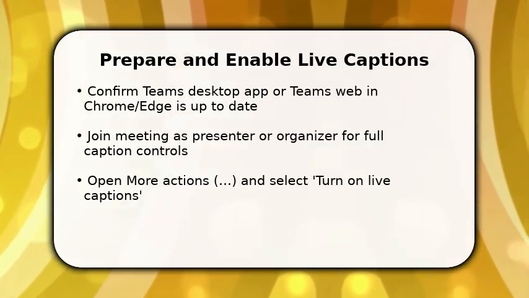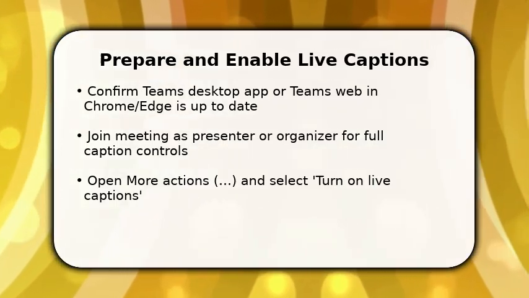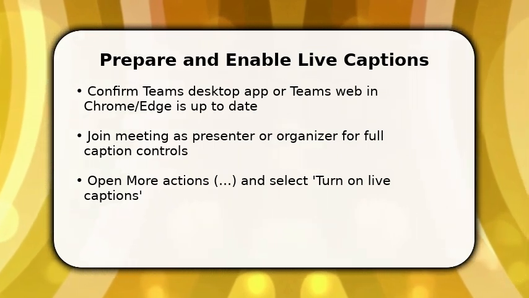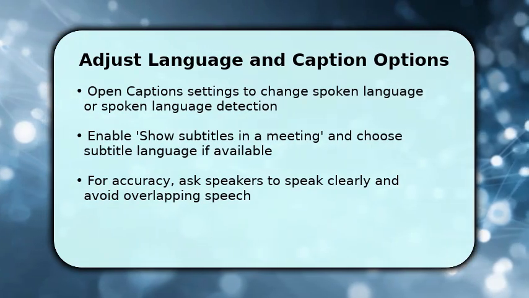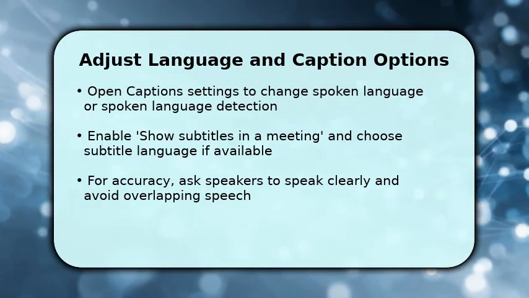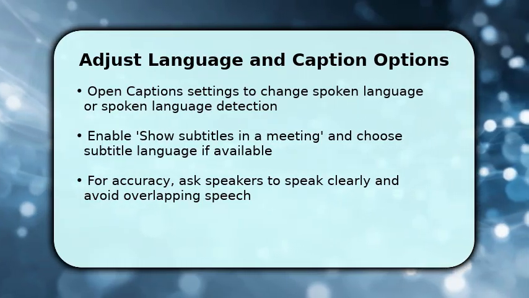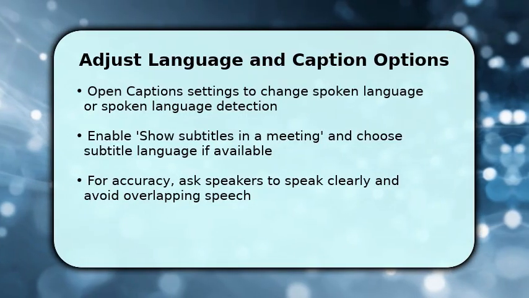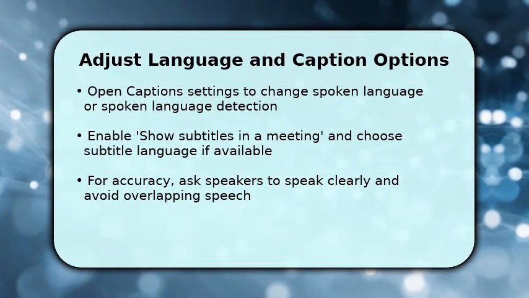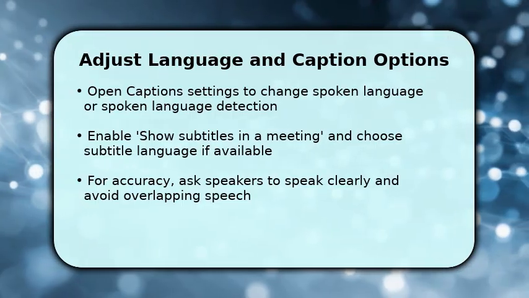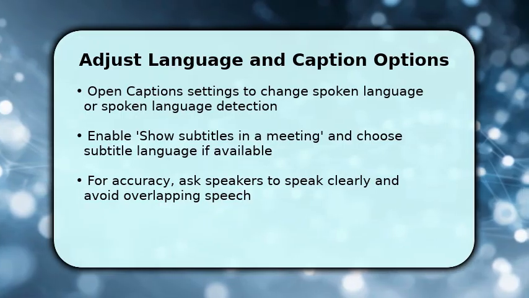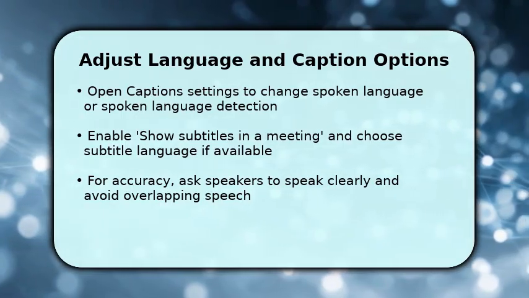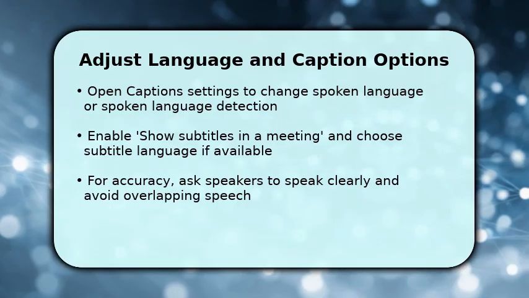After activating, confirm captions appear at the bottom of your screen before proceeding. Once captions are on, open caption settings to select the spoken language or adjust detection options. This helps the engine transcribe correctly. Make sure Show Subtitles in a meeting is enabled if you want on-screen subtitles separate from live captions. You can choose an output subtitle language when supported to translate in real time. This is useful for multilingual audiences.